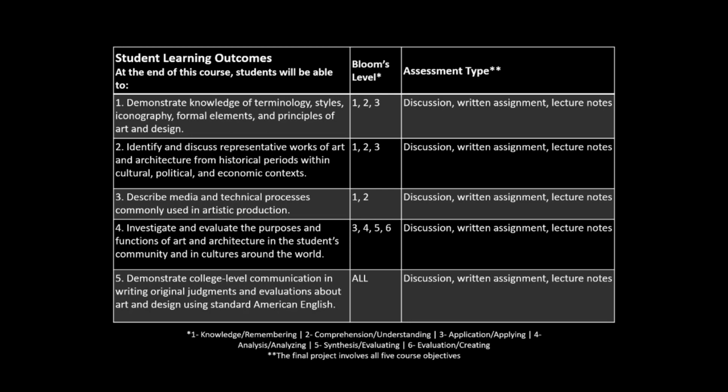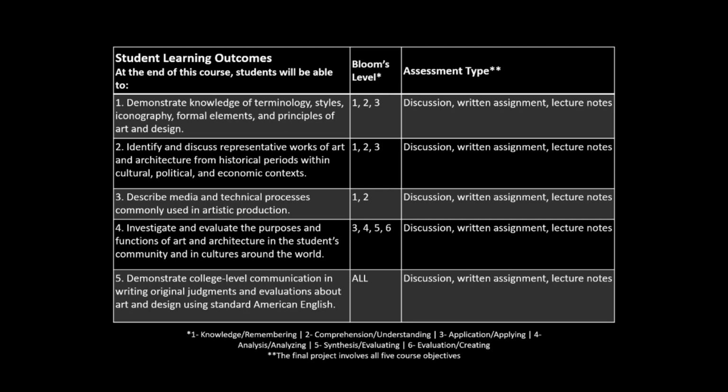So at the end of the course, you should be able to demonstrate knowledge of terms, styles, iconography, formal elements, and principles of art and design. In other words, you will be learning the language of art and art history. You're going to identify and discuss representative works of art and architecture from different historical periods within a variety of cultural, political, and economic contexts.